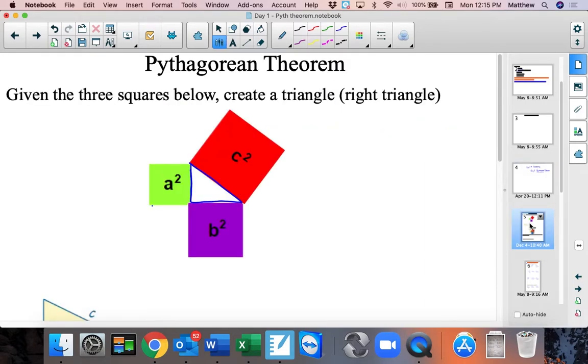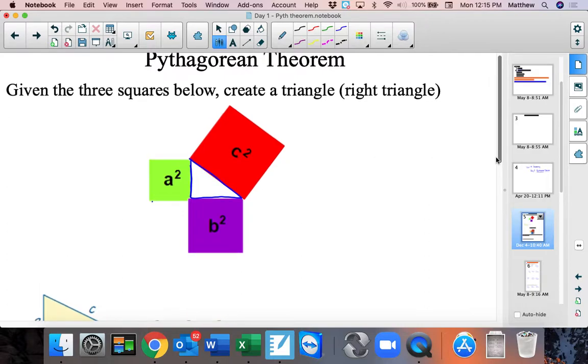So there's a lot of different ways to prove it. In the spirit of trying to keep this as simple as possible, there's a little bit of a graphic here where you see these squares, a squared, b squared, and c squared, and they come together to make this triangle in the middle, and specifically a right triangle. It doesn't matter what size squares you have, as long as they can make a right triangle that connects. This right triangle, as long as the sides connect, then we can say the following.